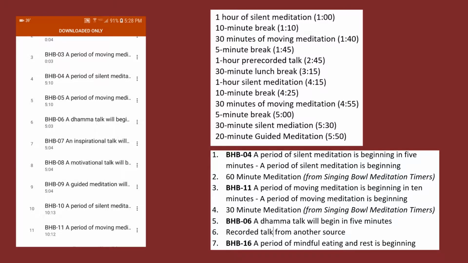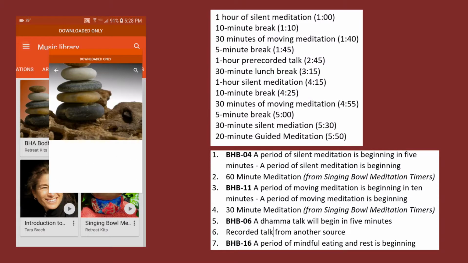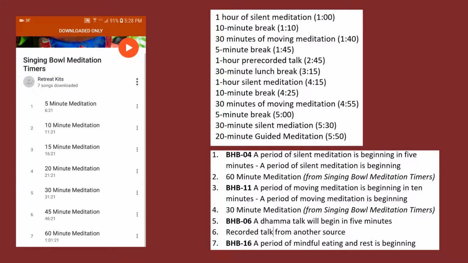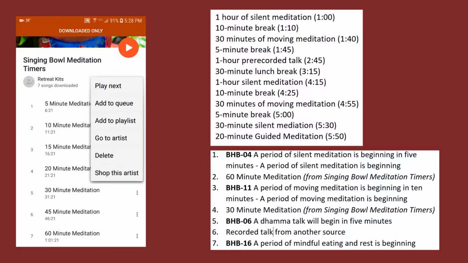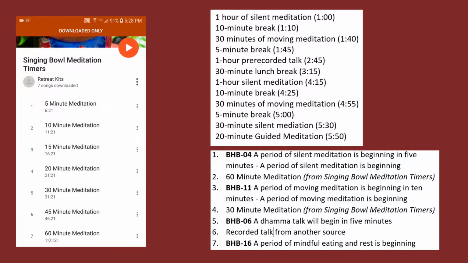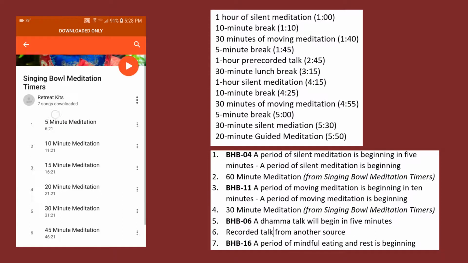Next we look and we see that we now need 30 minutes of meditation from the Singing Bowl meditation timers. So we go back, go to Singing Bowl meditation timers, find 30 minutes, click the three dots, add to playlist, and 6 Hour. And these timers are nice because they include 15 seconds of silence, then the bell ringing 3 times, then the indicated amount of silence, in this case 30 minutes, followed by 3 more bells to end the session.